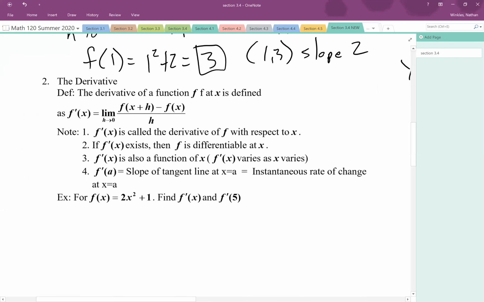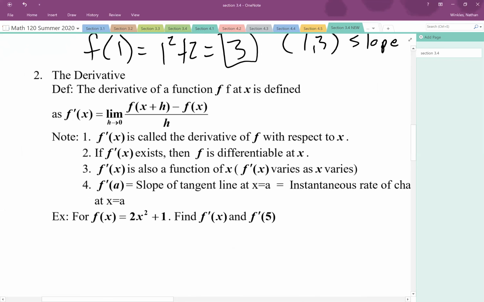Now that was just to find our slope and everything. Well, if we change those a's to x's, we can actually define the definition of a derivative. So the derivative of function f at x is defined as f prime of x is equal to the limit as h goes to 0 of f of x plus h minus f of x all over h.